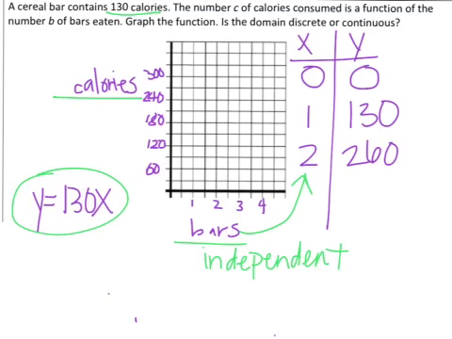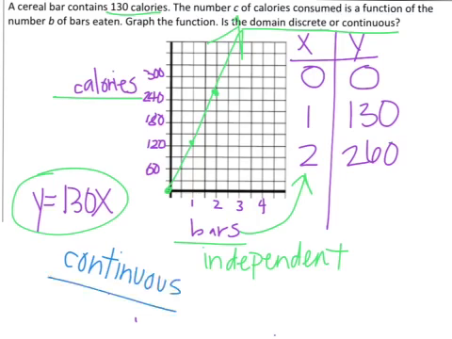So now I'm going to go ahead and graph. I have 0, 0. When I have 1 bar, I consume 130 calories. At 2 bars, I go up to 260. Now I have to determine is my domain discrete or continuous. The domain is the amount of bar that I eat. It is actually continuous, so I can connect the dots. It's continuous because I can choose to eat 1.5 bars. I can choose to eat 3 3/4. Okay, it determines how many bites I take. So it is a continuous domain, and that means I connect the dots, and we are done.